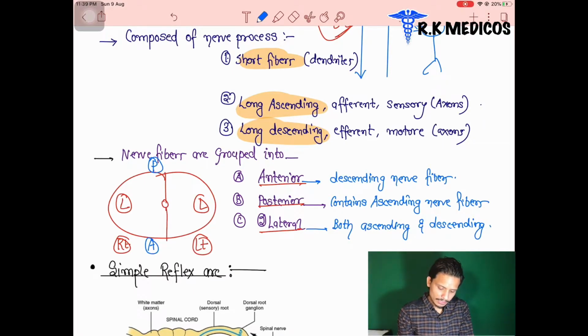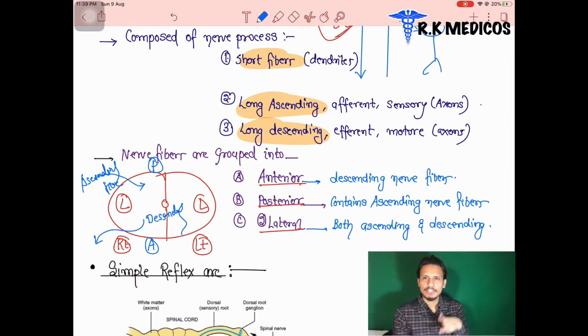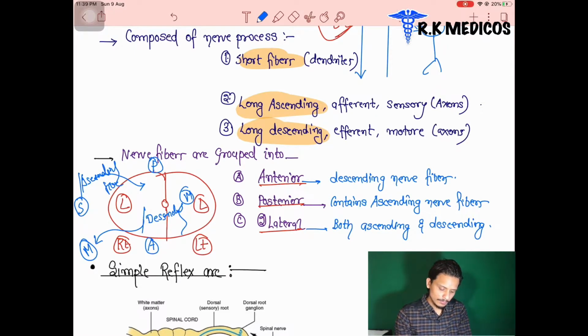In the posterior sides, there are ascending fibers, which means these fibers are entering, and in the anterior part, the fibers exit out. It means these fibers are descending, and these fibers are ascending. Fibers means the same, they are the axons of the neuron. So ascending fibers are the sensory, and descending are the motor. The motor is exiting out from the spinal cord and sensory is entering. So this is important here. Three groups of the nerve fibers are located.